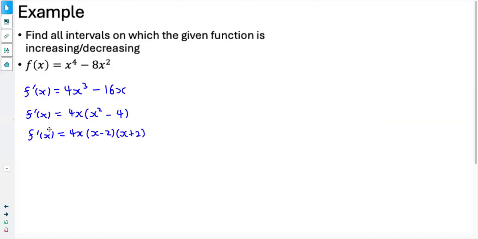Now we know from the previous set of notes we did, any values of x that make our f prime of x equal 0 are our critical points. So looking at this, we can see we have critical points at x is equal to 0, 2, and negative 2.